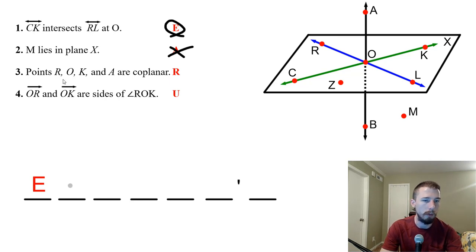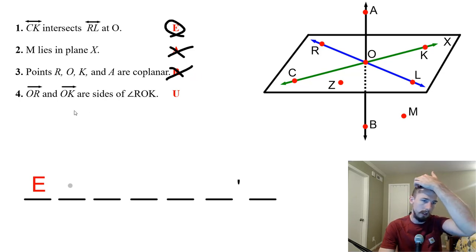Next one, are points R, O, K, and A coplanar? So R, O, and K are on plane X, but A is above plane X. So all 4 of those are not going to be coplanar. And in fact, you can't make a plane that has all 4 of those points. So that one would be false. So we can cross it out.